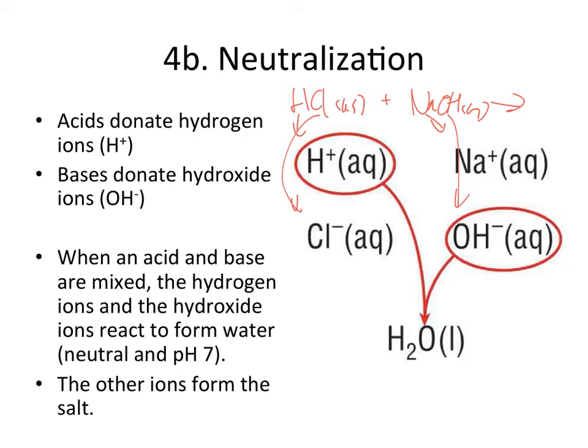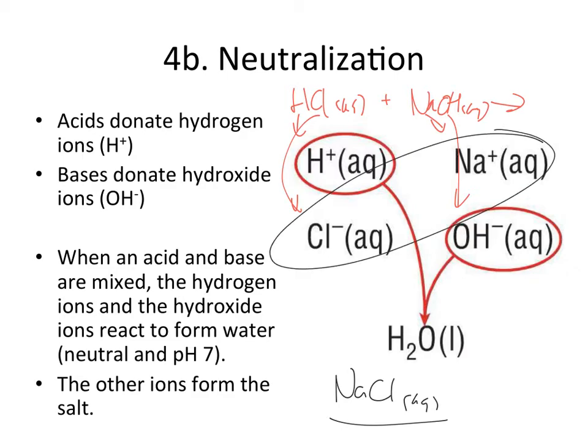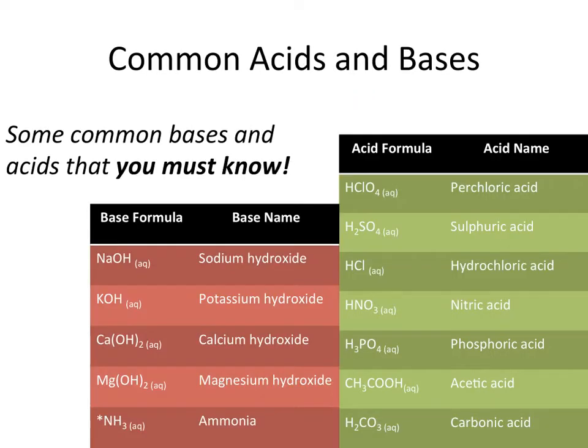Now, what happens to these leftover ions? Well, let's see what happens when we put them together. NaCl, aqueous. We have just formed a salt. So we use these two to form our salt, and we use these two over here to form our water. So these are just some common acids and bases that you should know, so you can print this out and have it for your storage.